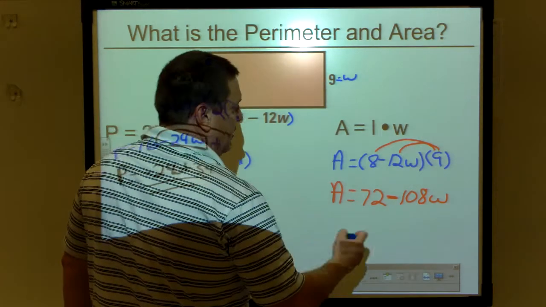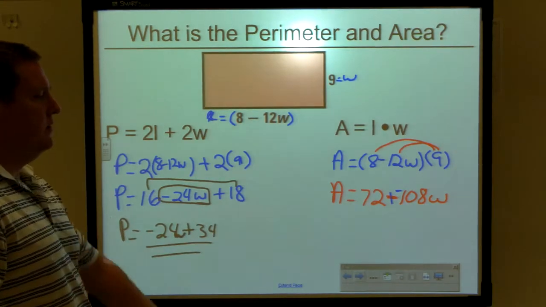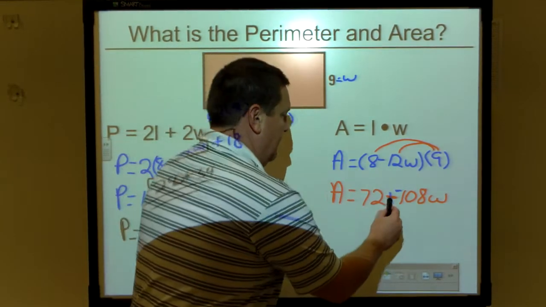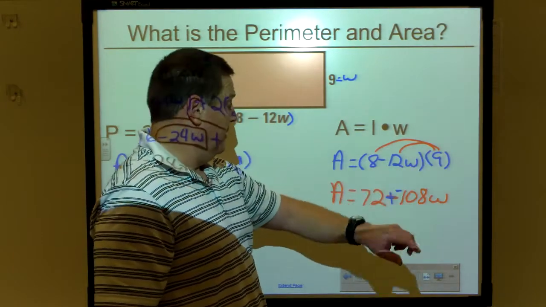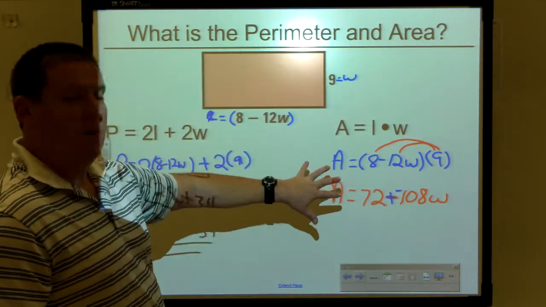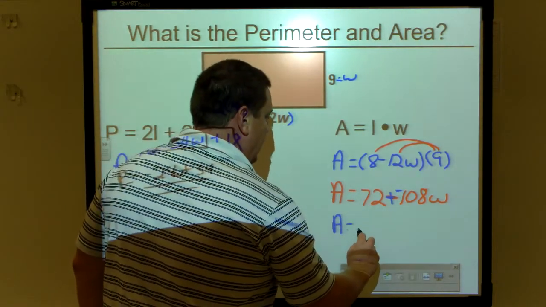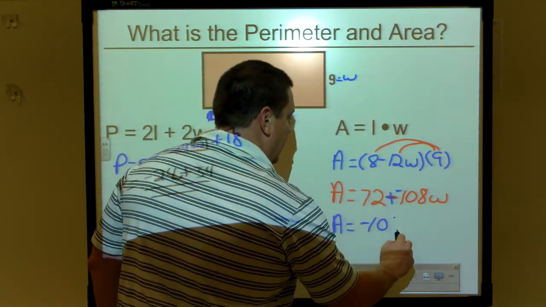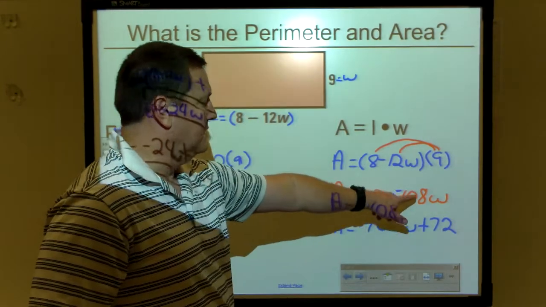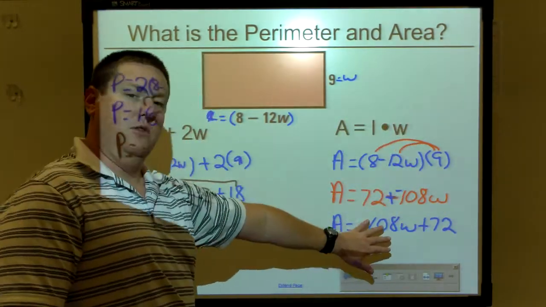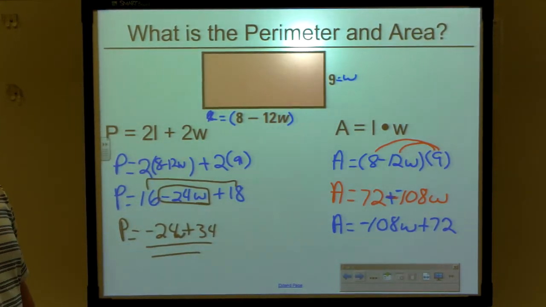So if I were to call this plus negative 108w, turn this into an addition problem, then I can apply the properties of addition, and move my 108 up front and my positive 72 in the back. So if I were to go ahead and do that, it would look like this: negative 108w plus 72. The negative was attached to the 108, therefore it must follow the 108 wherever it goes. And that is the distributive property.